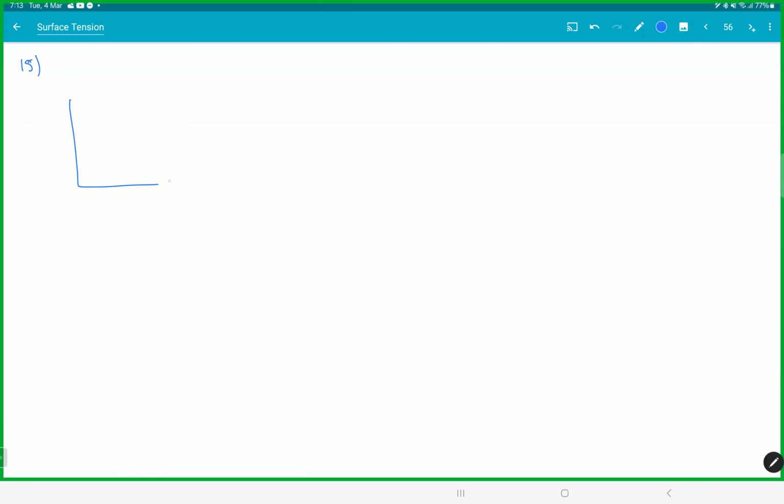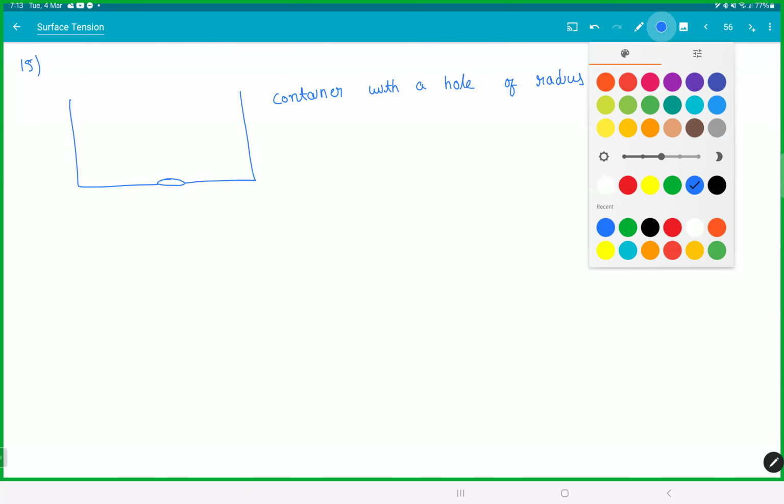So we have a container with a hole. This is the solution I already gave you. But let's see. Of radius A. So generally what we think, right? When you put this in water, immediately water comes out. It doesn't happen that way.